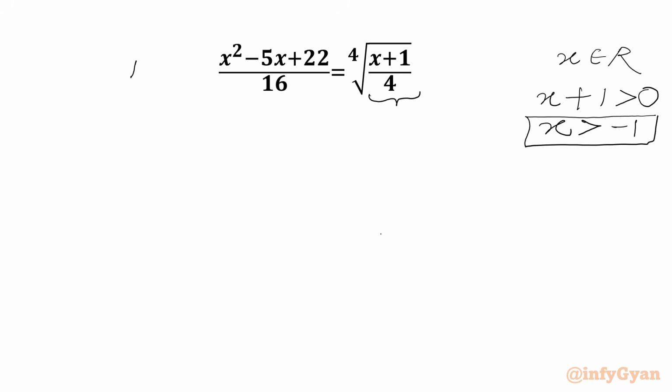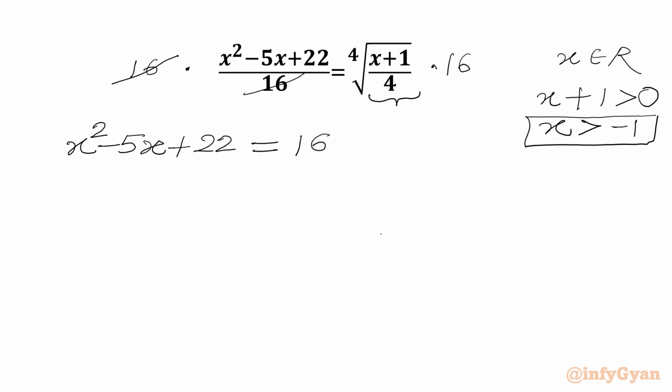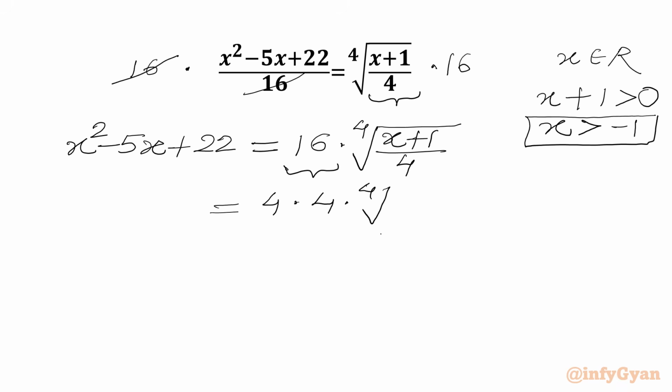Now we'll multiply both sides by 16, so the denominator 16 will go away on the LHS. We will write the equation x² − 5x + 22 must be equal to 16 times the 4th root of (x + 1)/4. Now we can factor 16 and write 4 times 4 times the 4th root of (x + 1)/4.